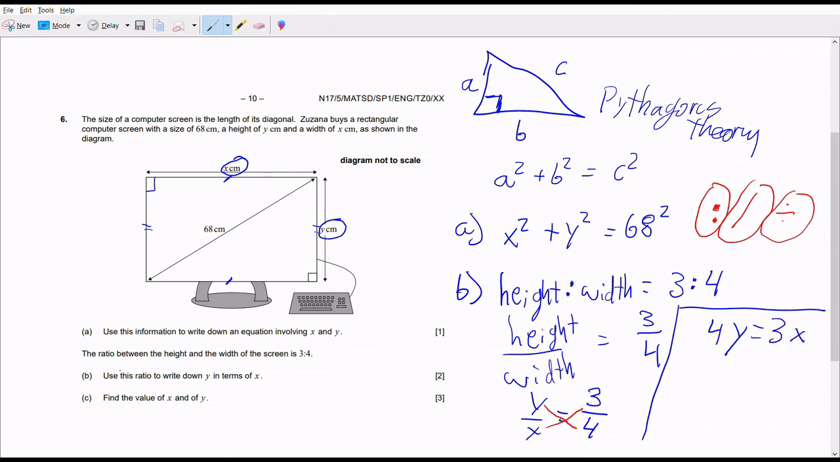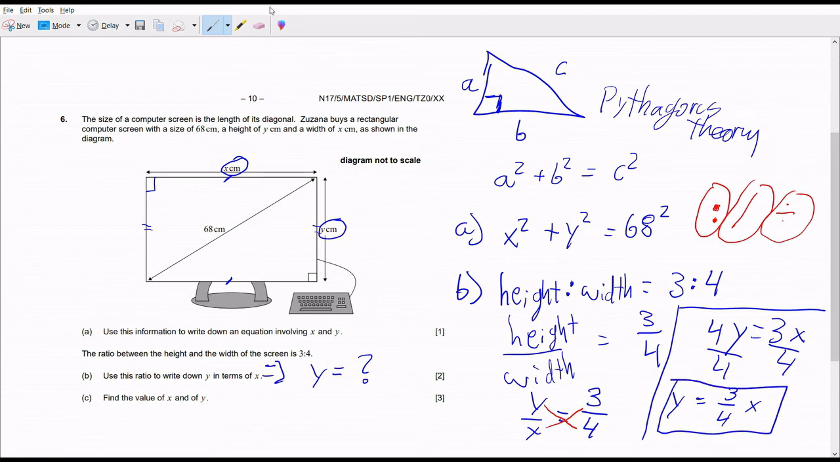Now, since we need to use this ratio to write down y in terms of x, this implies that we want to have y equals something. Okay, so we want to get y alone. We divide by 4 on both sides. We end up with y equals 3 over 4 x. That is the answer for part B.